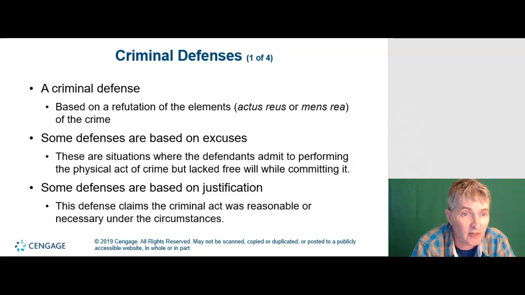You also have to provide a criminal defense, which is based on a refutation of the elements of actus reus and mens rea of the crime. Some defenses are based on excuses. These are situations where the defendants admit to performing the physical act of the crime but lack free will while committing it. And some are based on justification, where the defense claims the criminal act was reasonable or necessary under the circumstances.